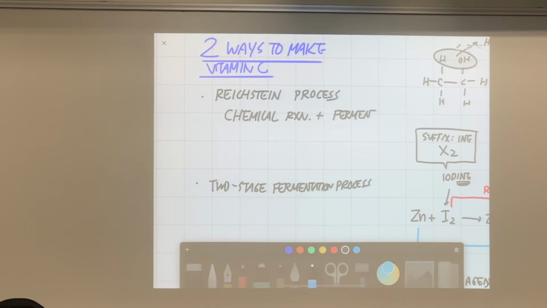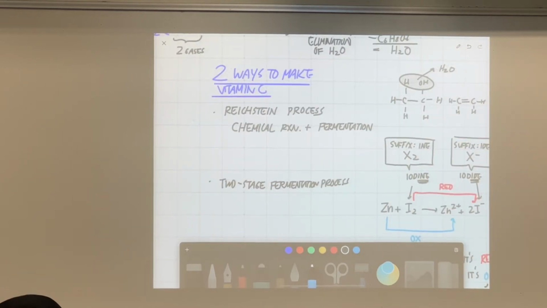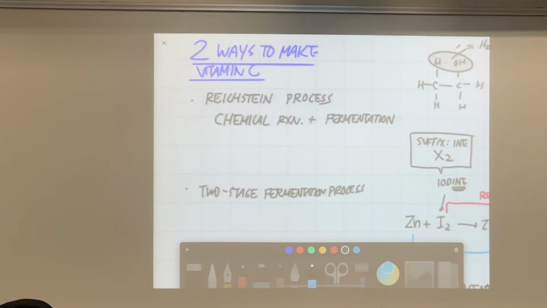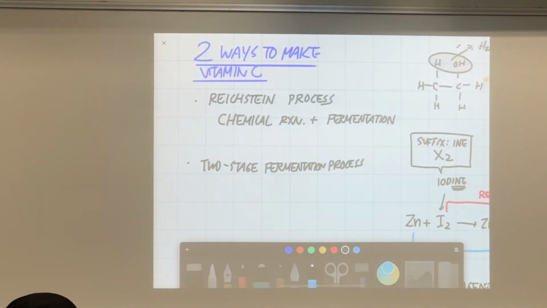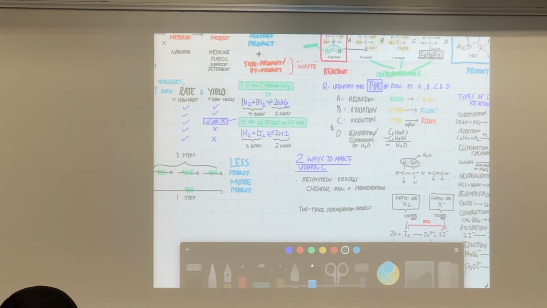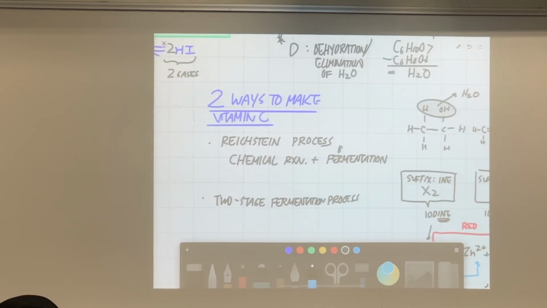So for those of you who do biology, you know fermentation. We use a lot of microorganisms in the manufacture of wine and beer. We can also use the help of bacteria for some of these reactions. Some of these reactions can be carried out not by chemicals, but by bacterial fermentation or yeast fermentation.